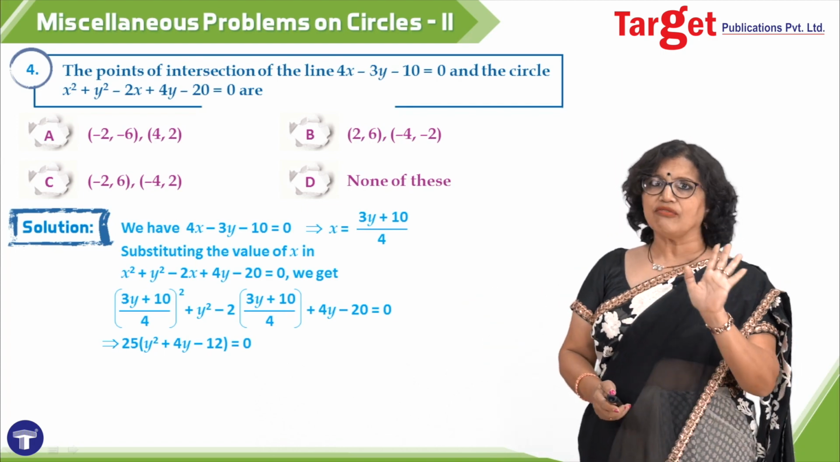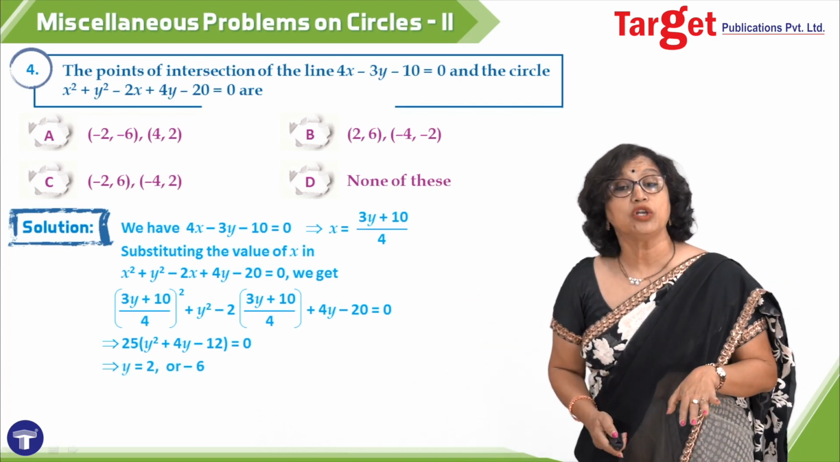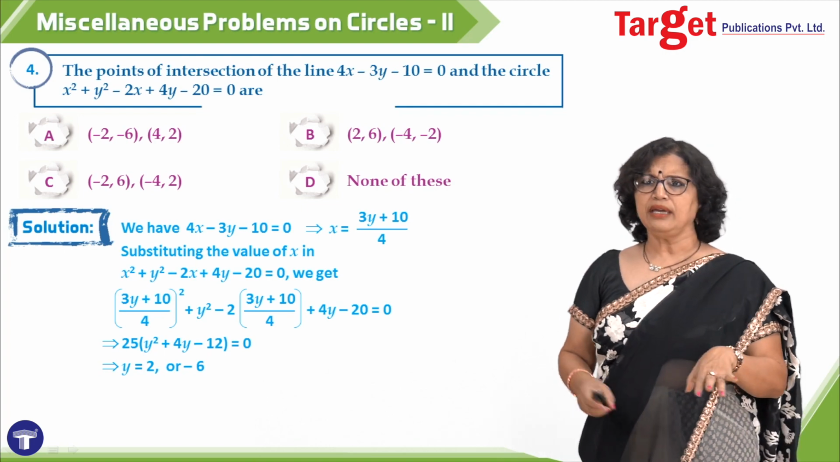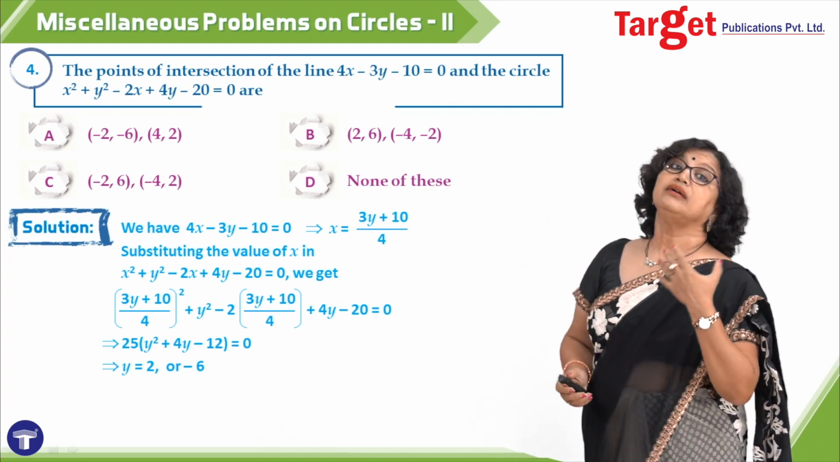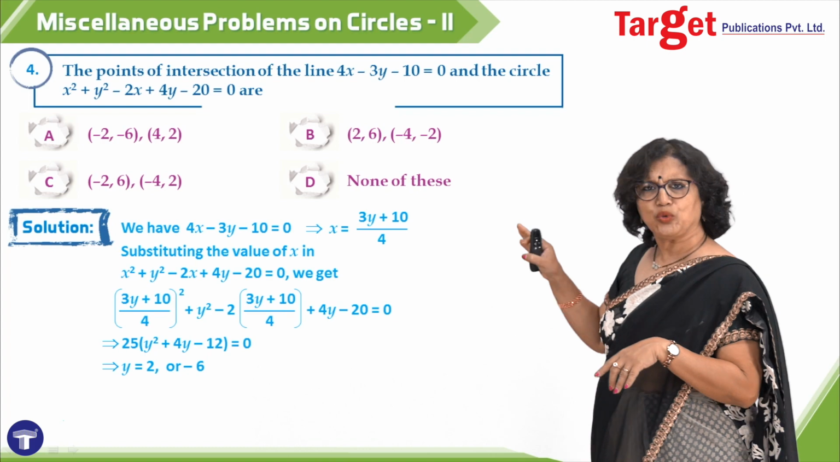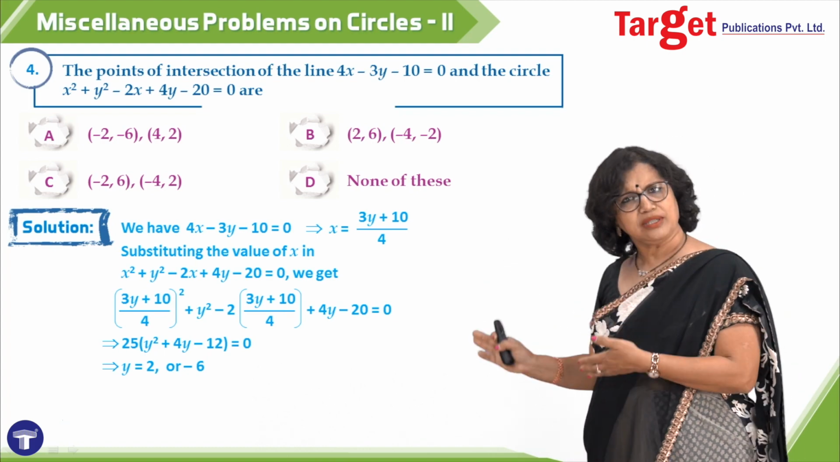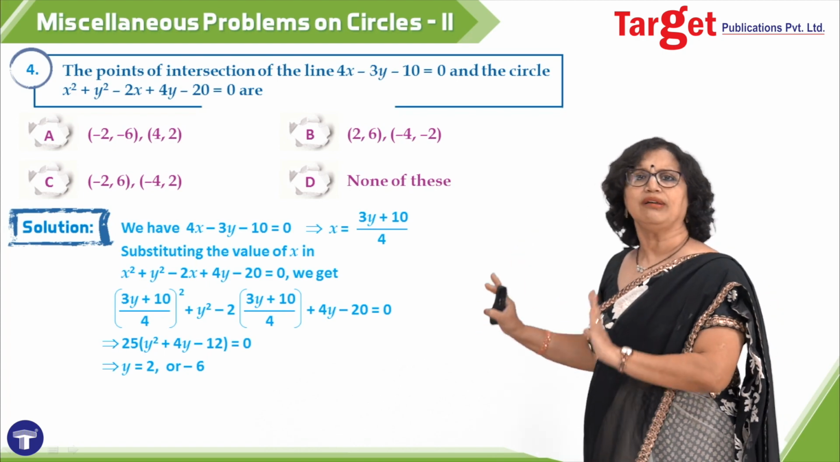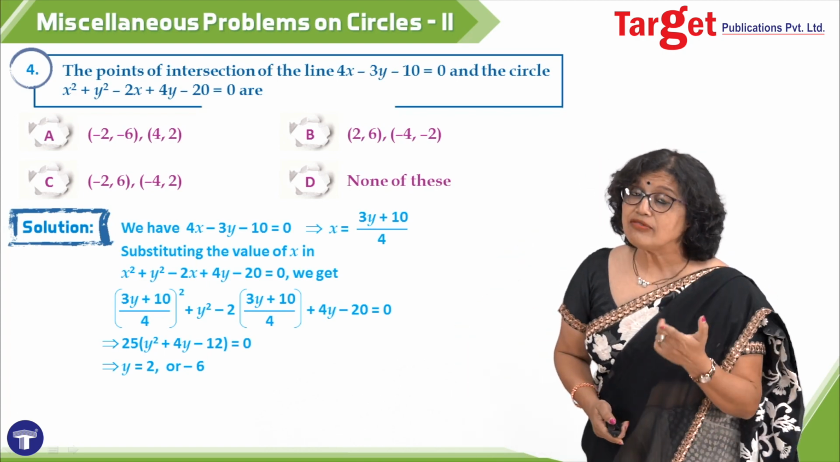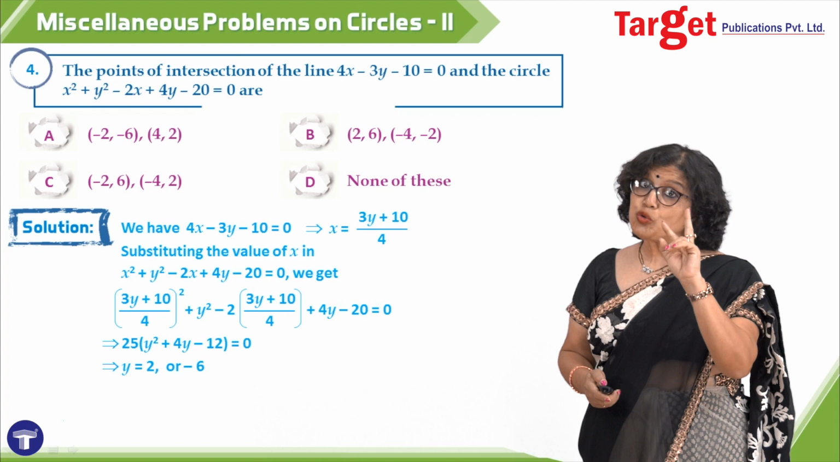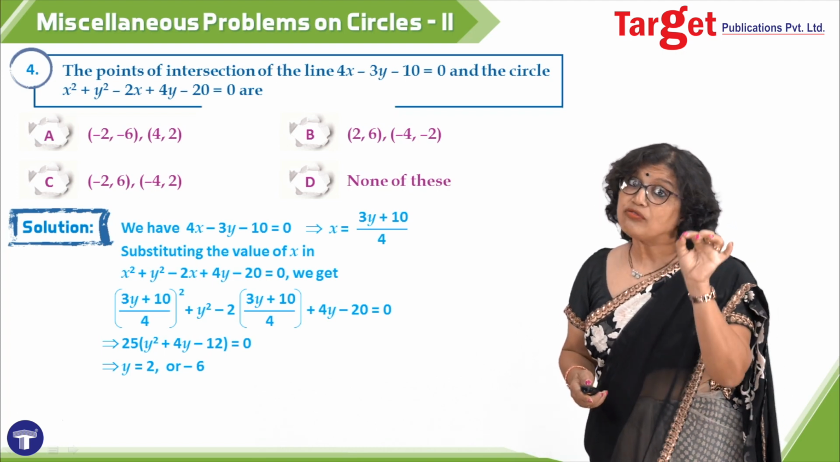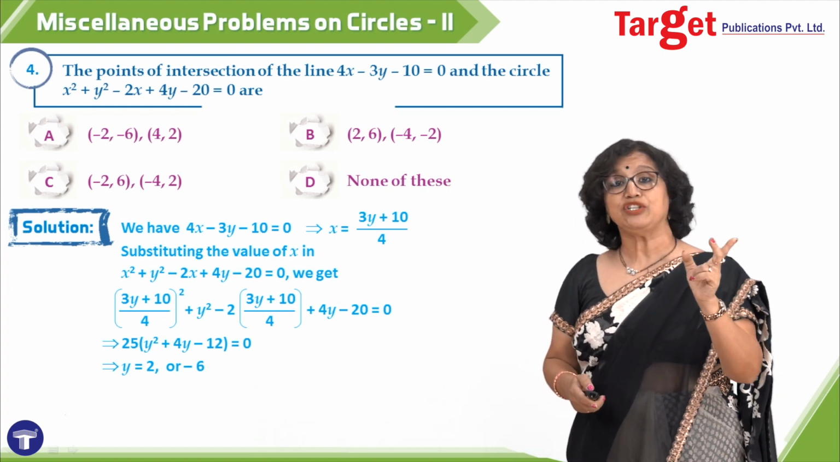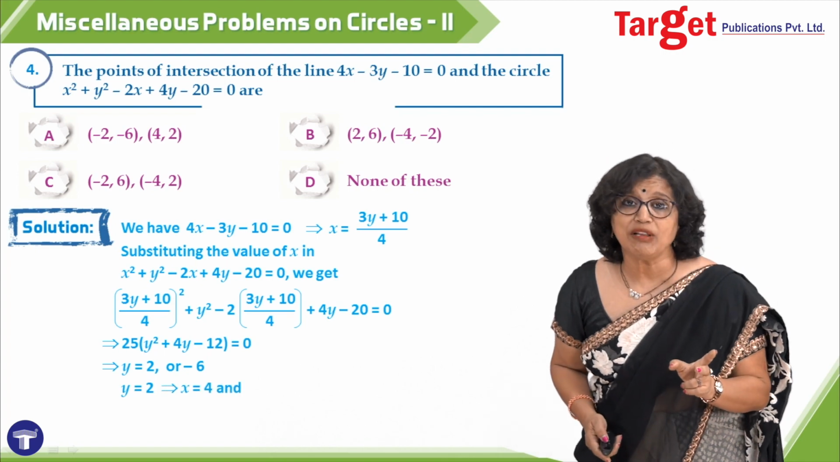Now this is a straight quadratic equation in y, which on solving will give me 2 values of y, and those values of y are nothing but 2 and minus 6. Mind you, I do not show the entire calculation here because this type of calculation you have already done in your lower classes and you know how to solve a quadratic equation. Once you get 2 values of y, that means you are getting the y coordinates of those 2 points. The corresponding x will also be required.